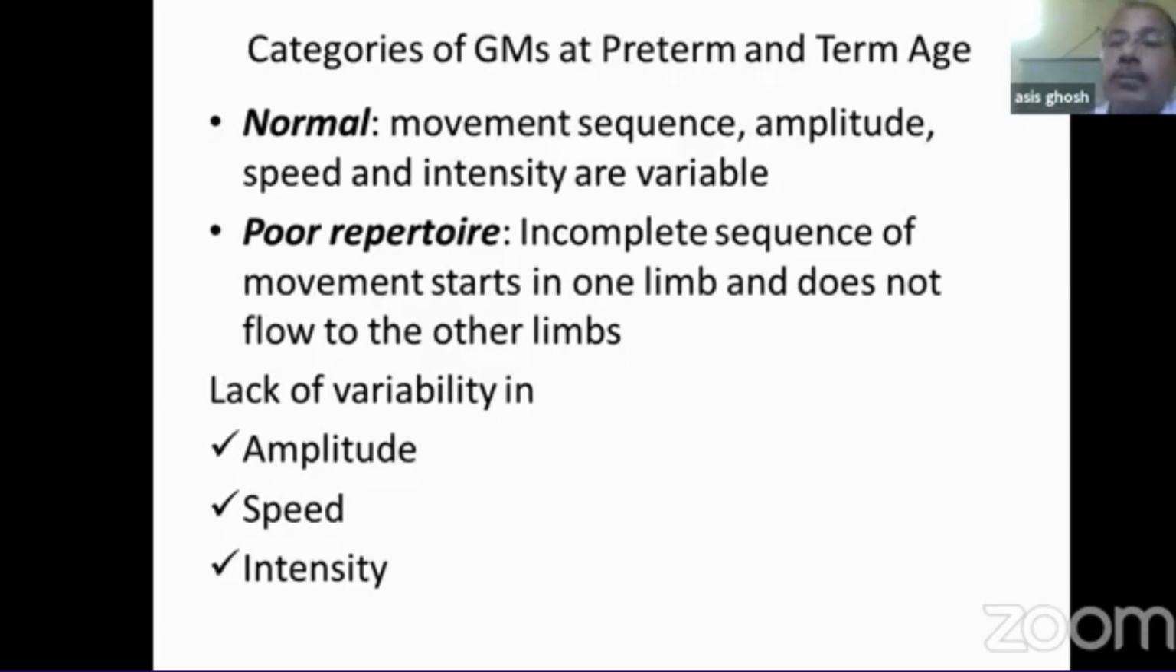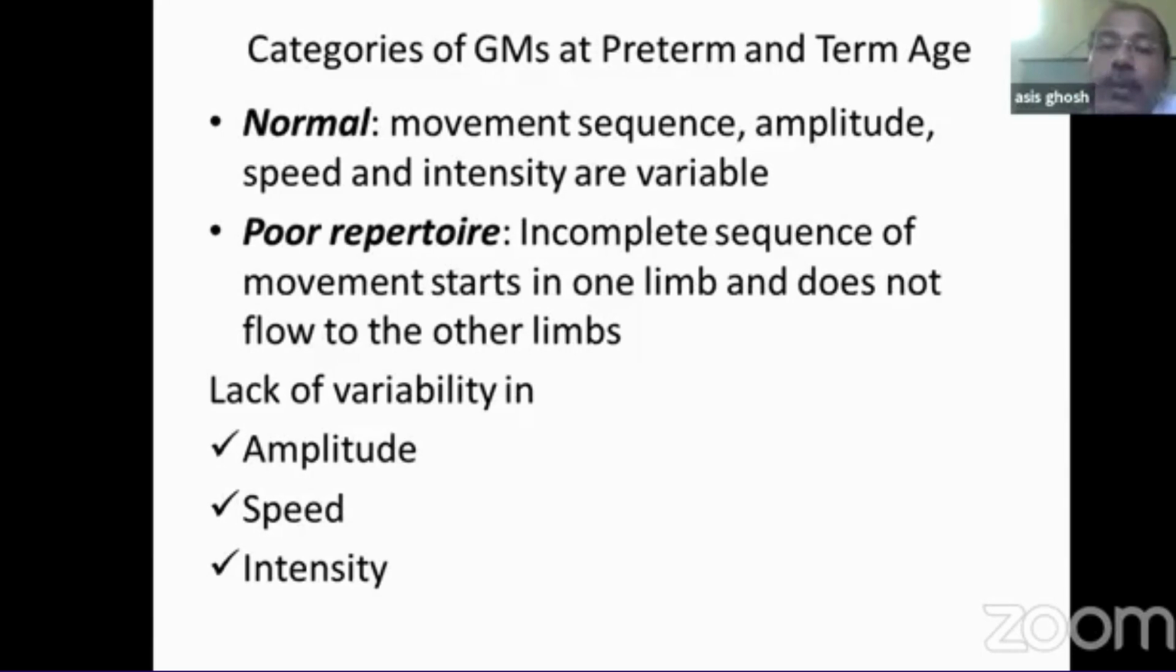The normal repertoire of movements, what we call, is that there will be a movement sequence. It will start from one limb, flow over to the other, involve the trunk, go to one leg, and then move close to the other leg. So movement sequence, amplitude, speed, and intensity are variable.